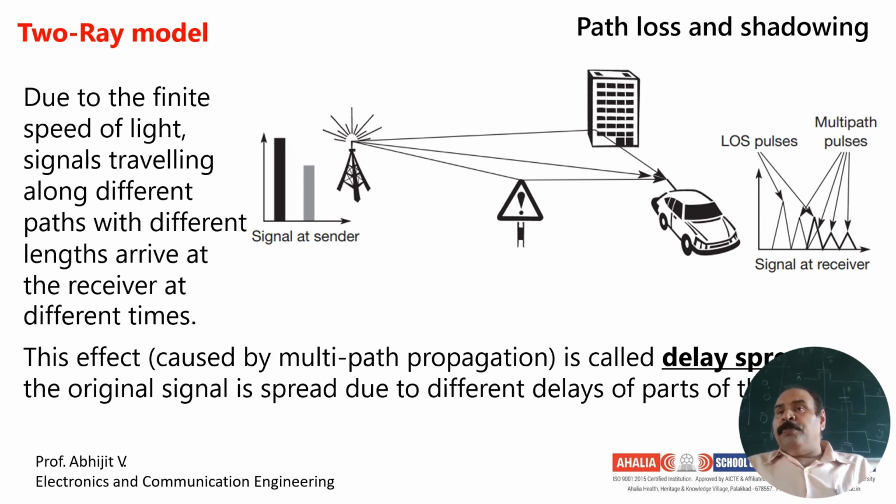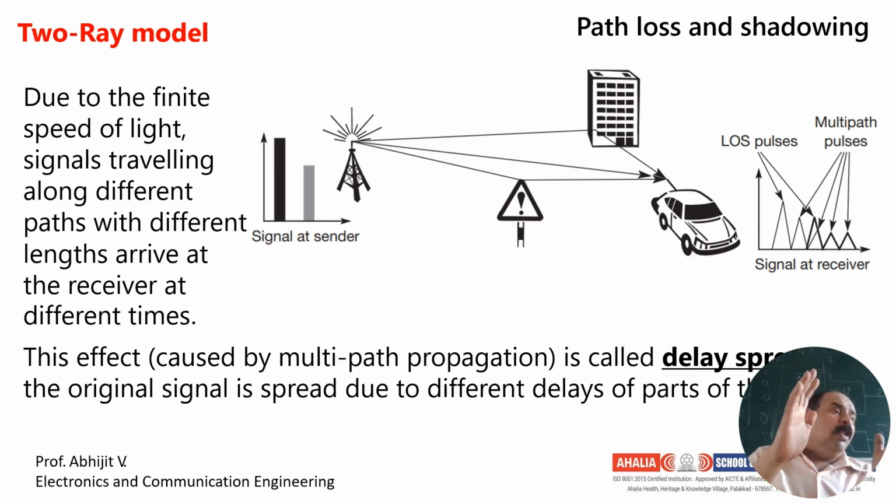There are multiple paths that are taken by the transmitted signal to reach the receiver. When you travel at different routes, you take different times to reach the destination, right? The same thing happens with the signal also. It travels through different paths and it takes different time to reach the destination. The time taken from the first received signal to the last received signal, this time gap is called delay spread.